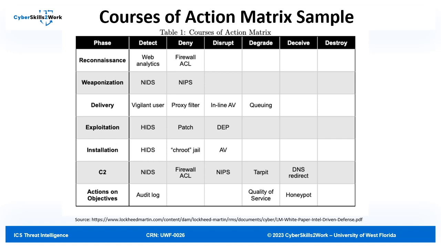This slide depicts an application of the courses of action matrix as illustrated in a paper published by Hutchins et al. at Lockheed Martin. For instance, during the reconnaissance phase, a firewall ACL will deny the successful execution of that kill chain stage. Another example is the use of an inline antivirus to stop the successful execution of the delivery stage of the kill chain.